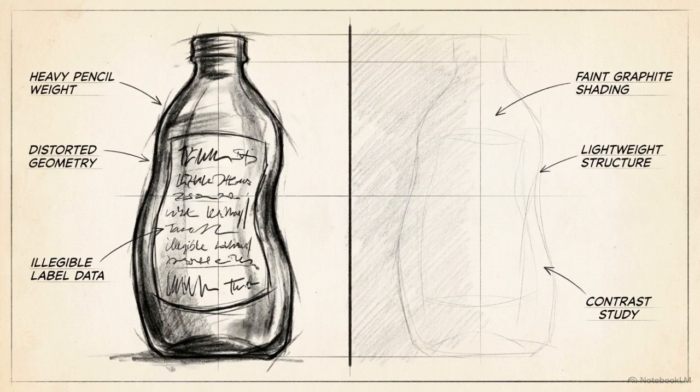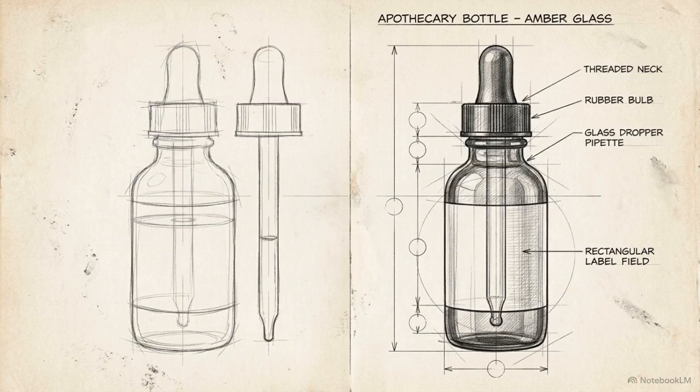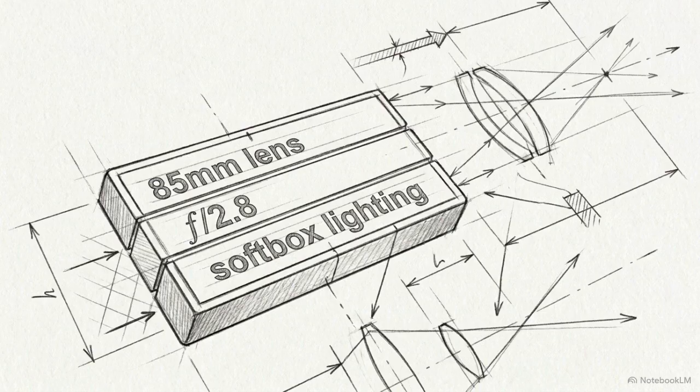This split screen shows the difference. On the left is the output from a legacy prompt asking for a beautiful product photo. On the right is the direct result of our 7-part formula, a grounded, photorealistic asset. Constraining the model with specific optical parameters rather than aesthetic wishes creates a predictable path towards photorealism.